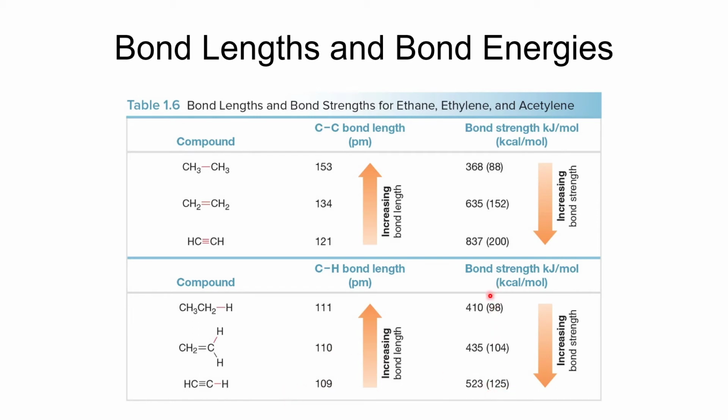For the bond strength, even though these are pretty small differences in bond length, these are pretty significant differences in bond strength. The sp3 hybridized carbon-hydrogen bond is worth 410 kilojoules per mole. For sp2, it's 435, so that's a pretty significant increase. And then look at the huge jump between sp2 and sp hybridized. So that's a big increase in the bond strength.